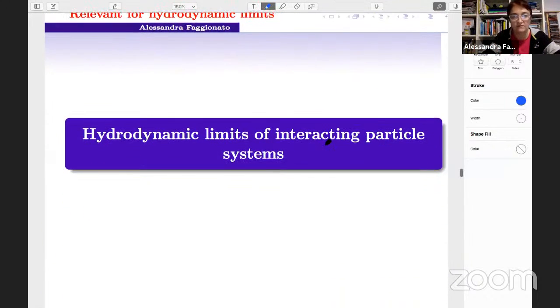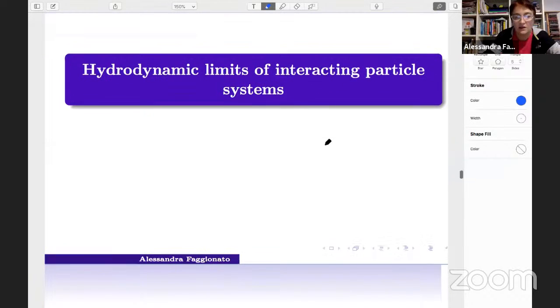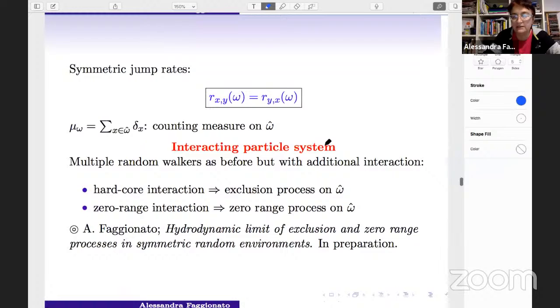Maybe it's good to change perspective and, in some sense, the subject. So now I want to talk about hydrodynamic limits of interacting particle systems, and apply the previous results. To do this, I need to restrict to symmetric jump rates. So I will assume that the probability rate for my random walk to jump from x to y is equal to the probability rate to jump from y to x. Therefore, my mu omega, the reversible measure, is simply the counting measure on omega hat, which is the state space of the random walk.